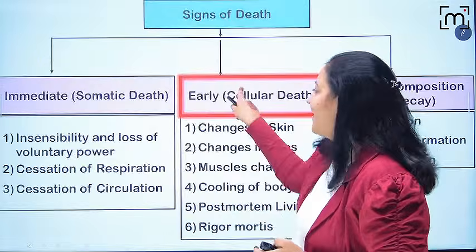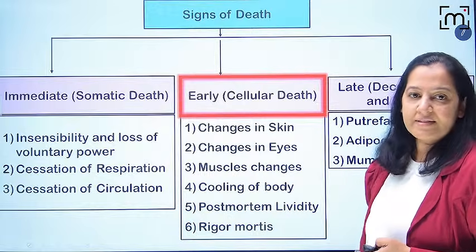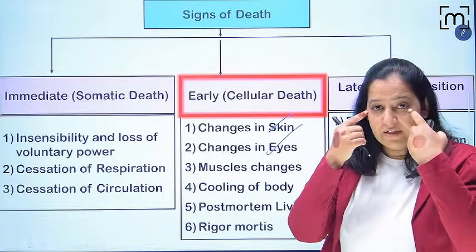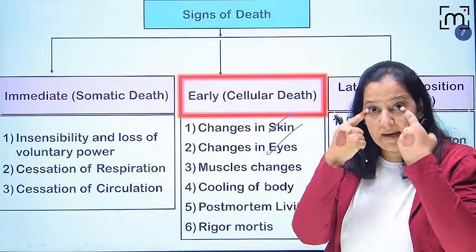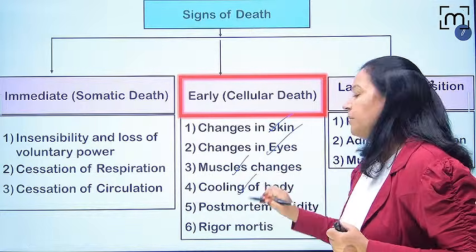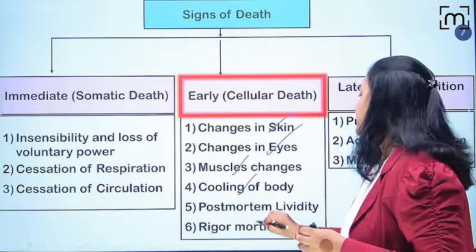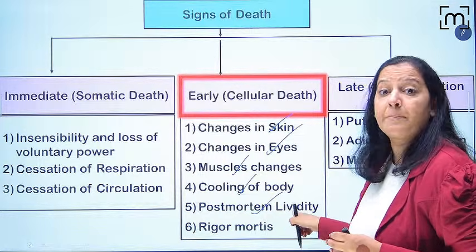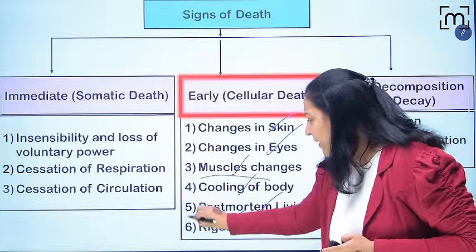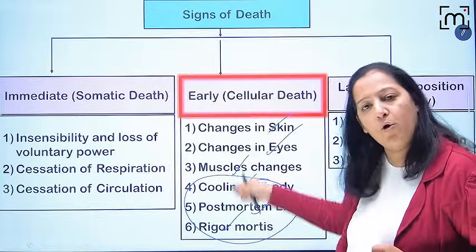So second is early changes, which indicate cellular death. There are 6 changes over here. What are the 6 changes? Changes in skin, changes in eyes after death, muscle changes, cooling of the body, the body loses temperature after death, that is known as algor mortis. Postmortem lividity, also known as hypostasis, and then rigor mortis. I will explain all these. These 3 are ultra important. They come for long questions, the remaining come for short, very short questions, and MCQs come on all of them.